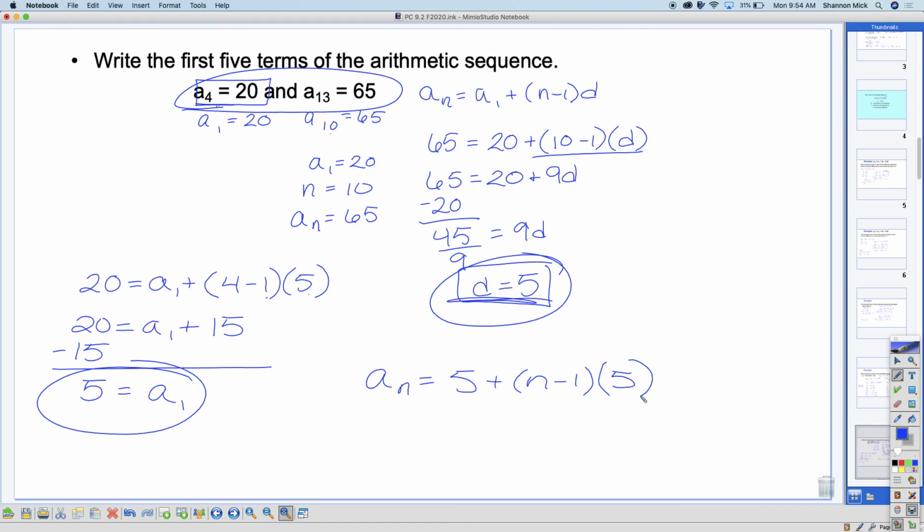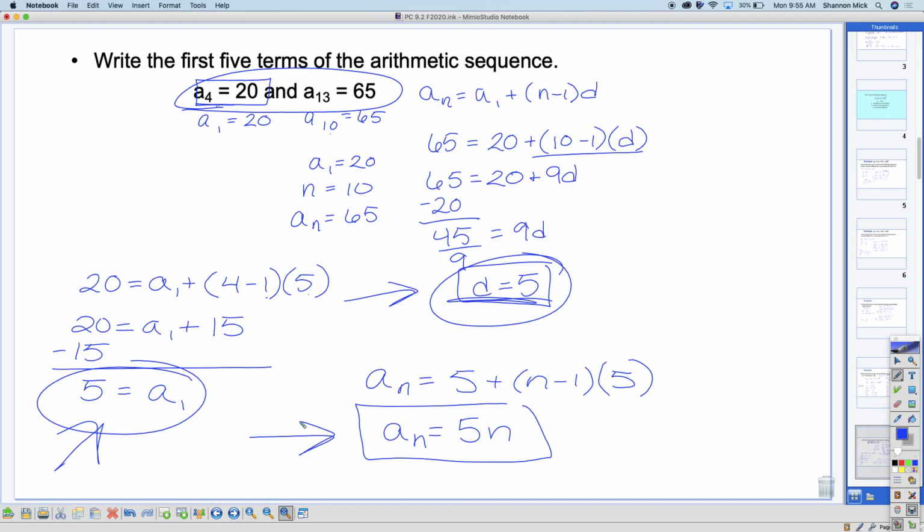Okay, so then this equation would be a sub n equals 5n. So when I ask you this question, what am I looking for? d, a sub 1, and a sub n.